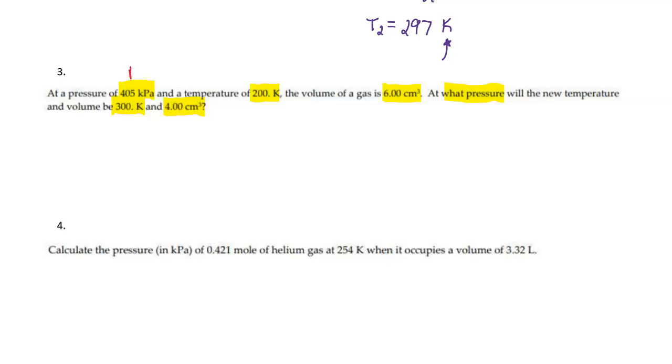405 kilopascals is a pressure. And I'm going to call it pressure 1 because later on there's another pressure given. 200 Kelvin is a temperature. I'm going to call it T1 because later on there's a second temperature. 6.00 centimeters cubed is a volume. The question asks us to find a pressure, so that's P2. That's the second mention of pressure. 300 Kelvin is a second temperature, and 4.00 centimeters cubed is a second volume.